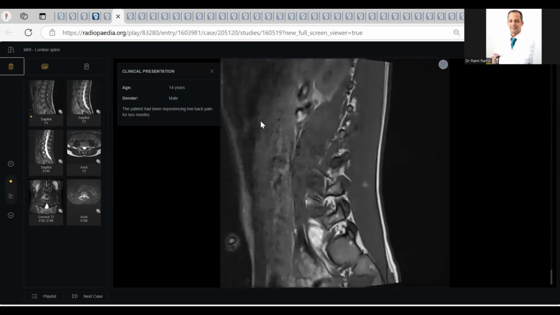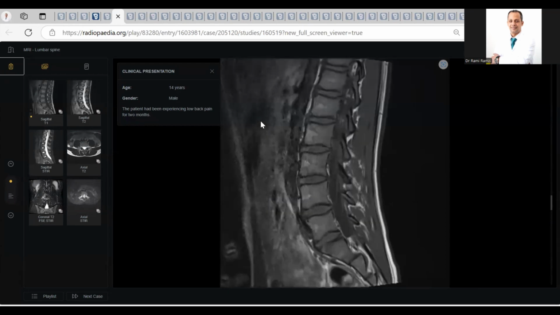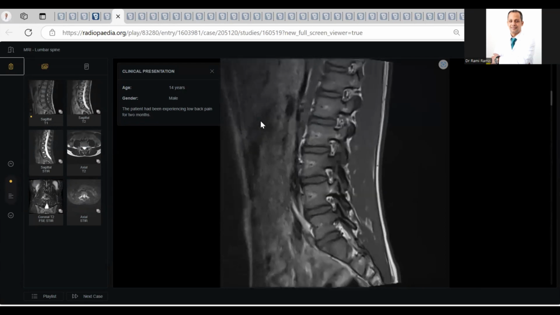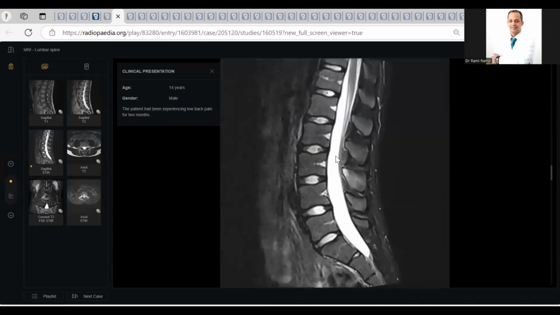Fourteen-year-old male patient. The patient has low back pain. This patient is a sportive patient. Yeah, you can start, please.